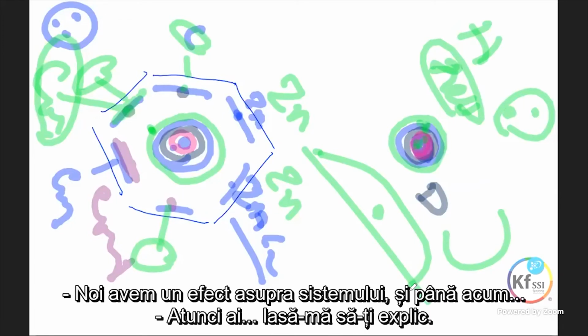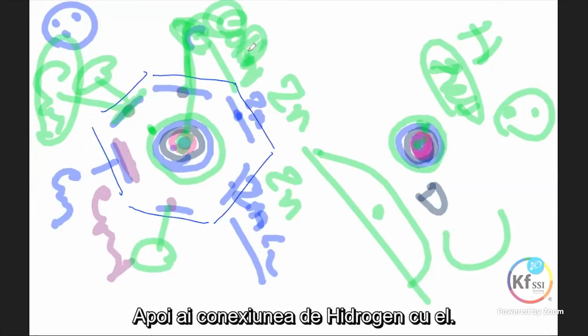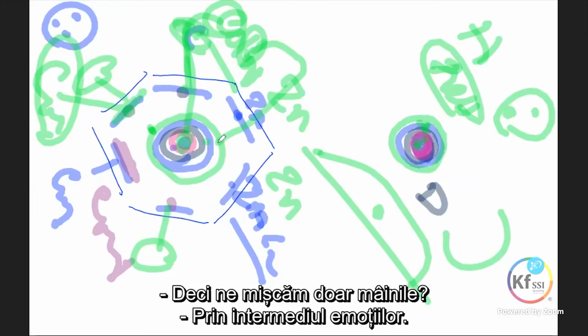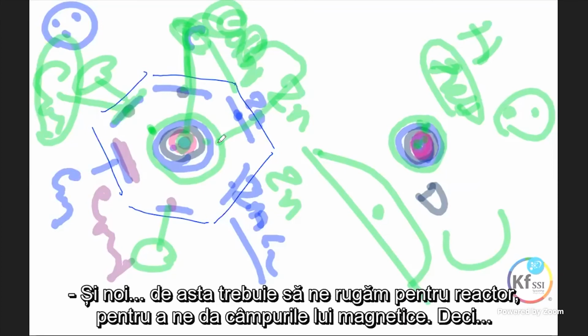We have an effect on the systems. Let me explain to you. You have within your position your amino acid. You still have that carbon dominator here, and then you have the connection of the hydrogen with it. So we move it like our hands, by emotion? Yes, by our will. And this is why we should pray to the reactor, to give our magnetic field.